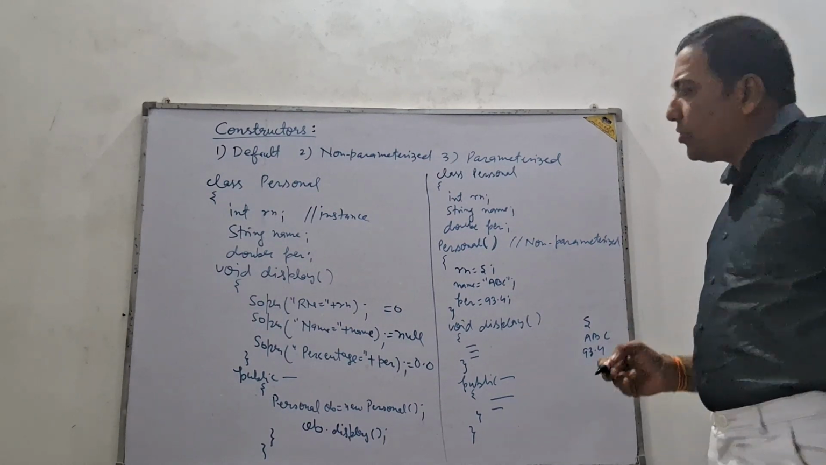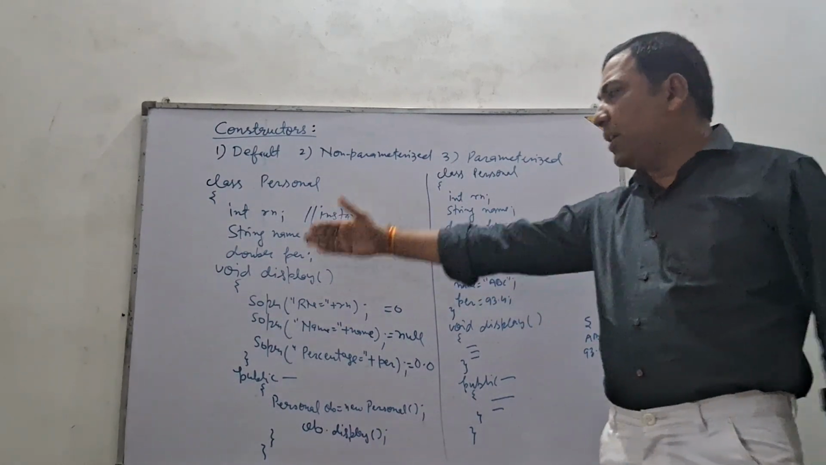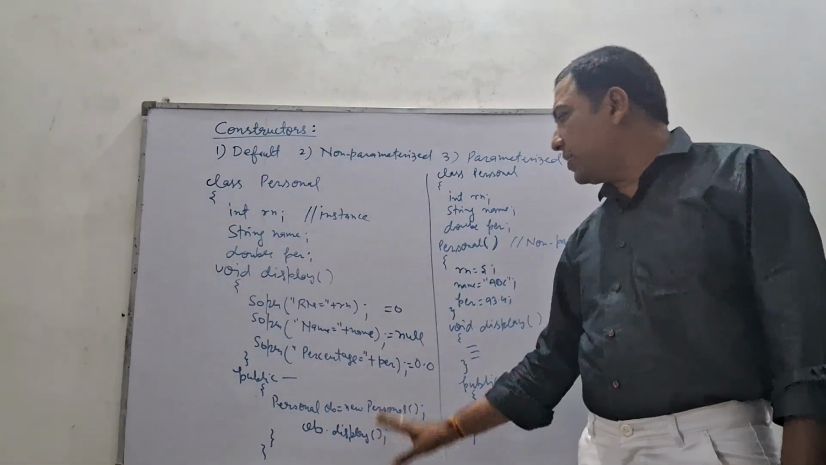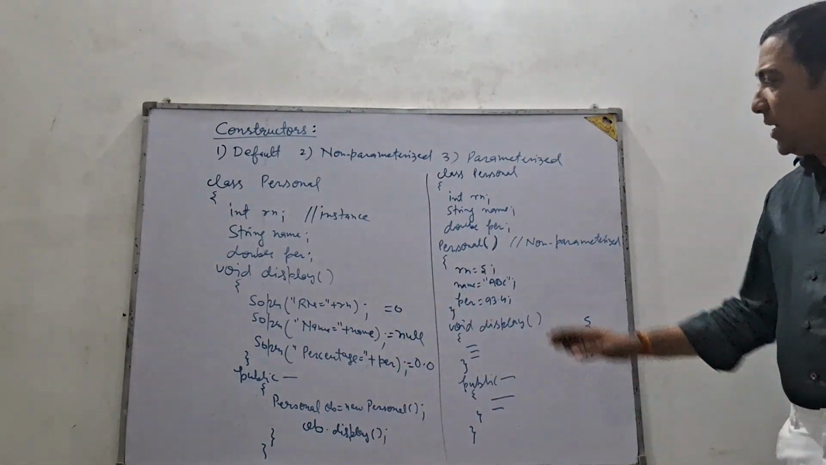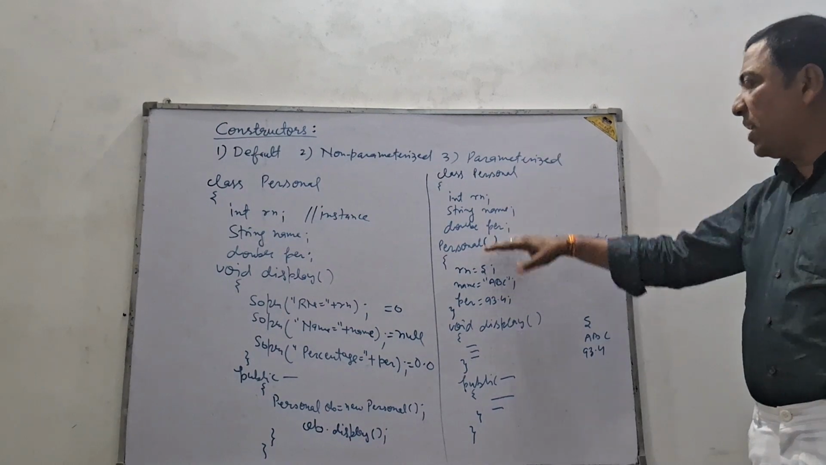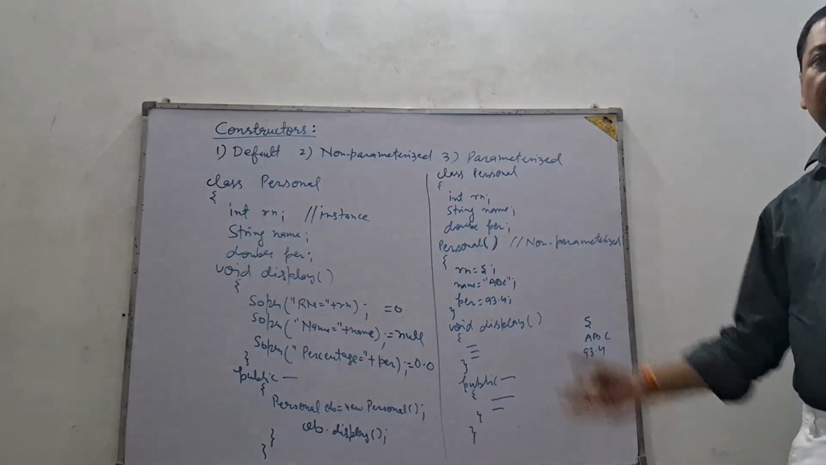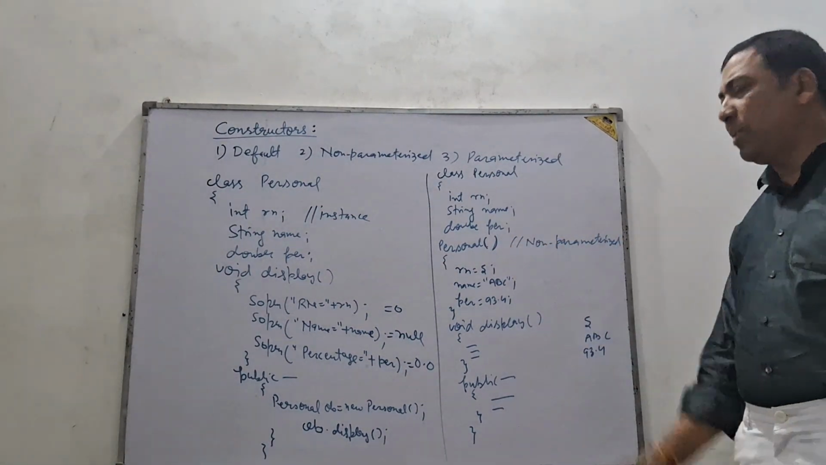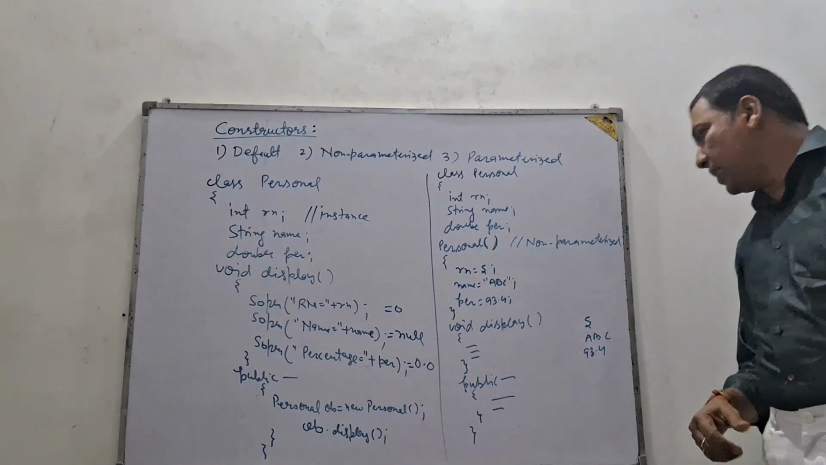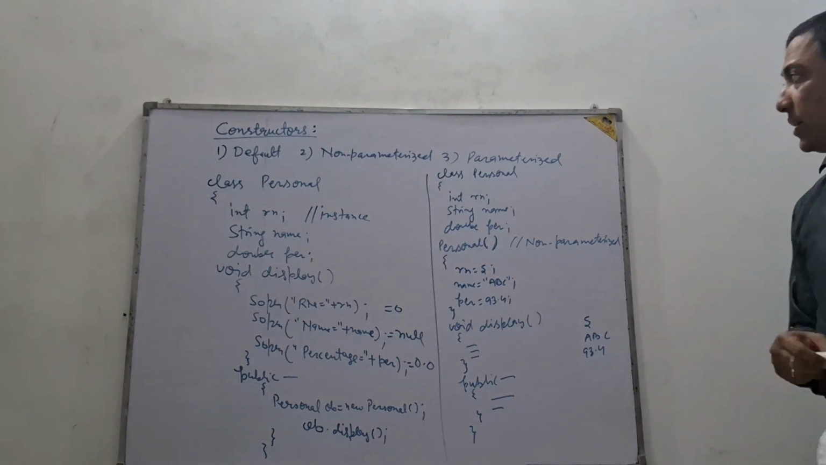Okay. So in the case of default constructor, instance members are initialized by their default value. But if we make a non-parameterized constructor, we can give some other value, any legal value which is suitable for the data type. So here this is the example of non-parameterized constructor.